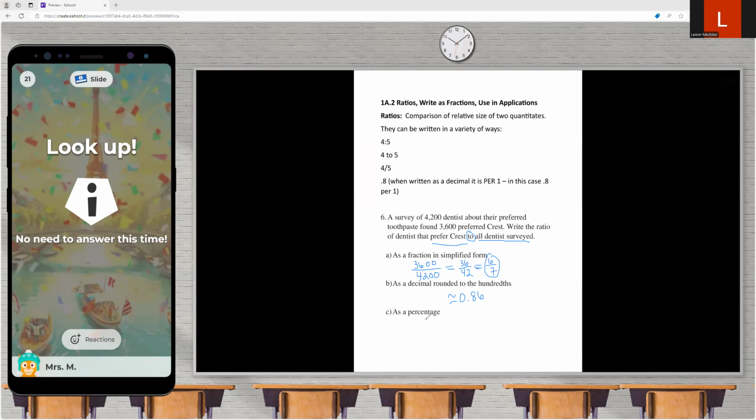So this is approximately 0.86. As a percentage, then we can move that decimal 2 places to the right. And that would be approximately, because again, we rounded this answer, 86%. Okay, let's try one. Moving to the next slide.